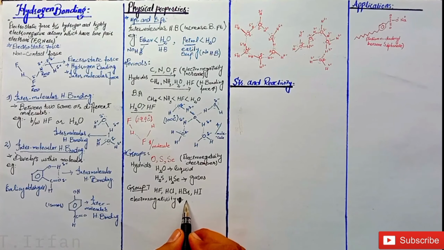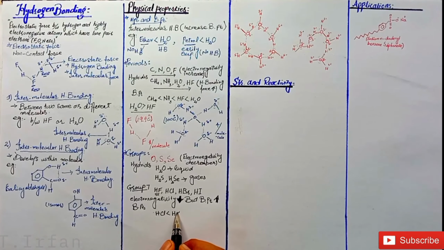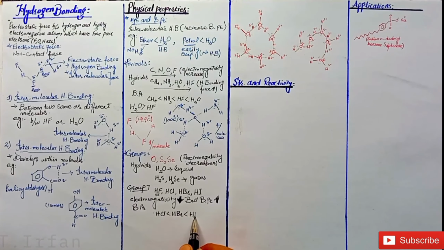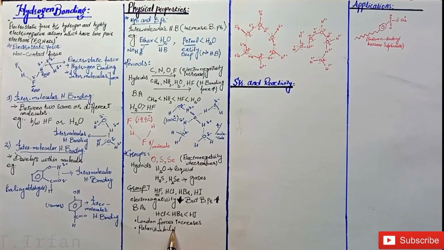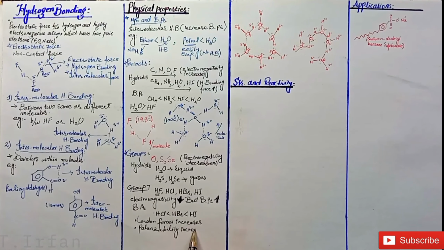Such as, hydrogen chloride has a lower boiling point as compared to hydrogen bromide, and hydrogen bromide has a lower boiling point as compared to hydrogen iodide. This is because other forces such as London forces or polarizability increase from top to bottom, which overcome hydrogen bonding, and boiling points increase from top to bottom. But hydrogen fluoride is out of this trend and has the highest boiling point. This is because of the strongest hydrogen bonding.